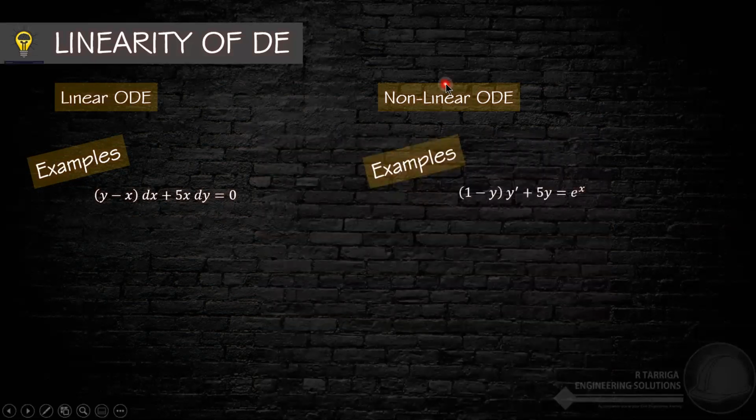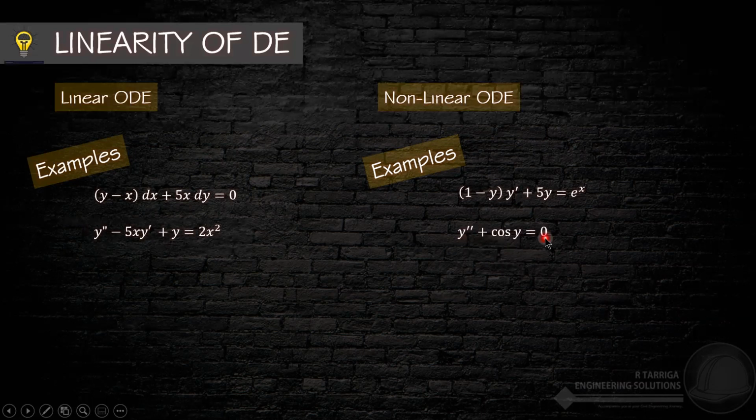Alright. So for non-linear ODE, that would be quantity 1 minus y prime plus 5y equals to e raised to x. So that is a non-linear differential equation. Kana. So next would be ito, y double prime minus 5xy prime plus y equals 2x squared. Clearly, that is a linear differential equation. N equals 2, n equals 1, and n equals 0. Okay? So kana sila.